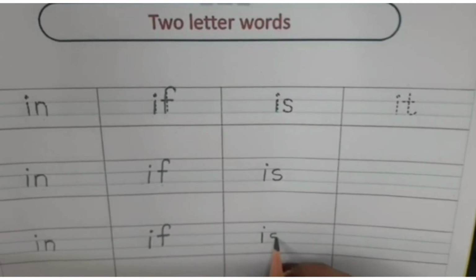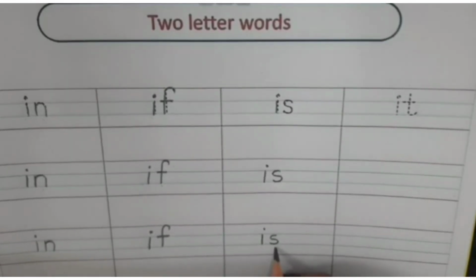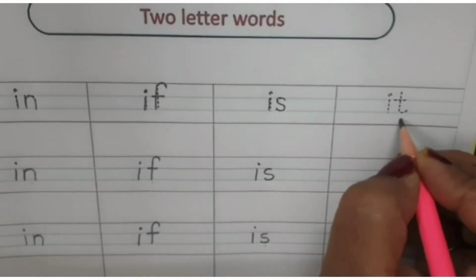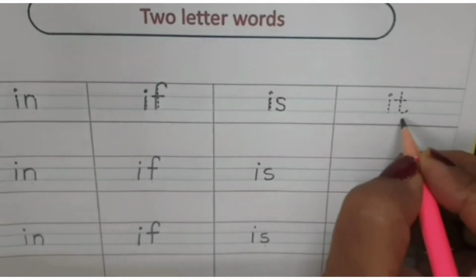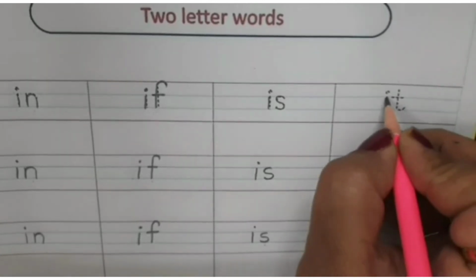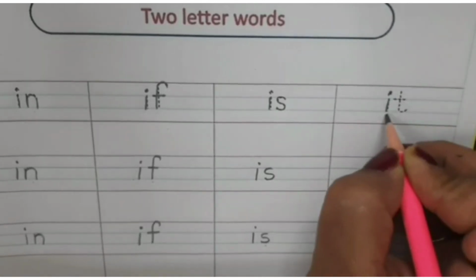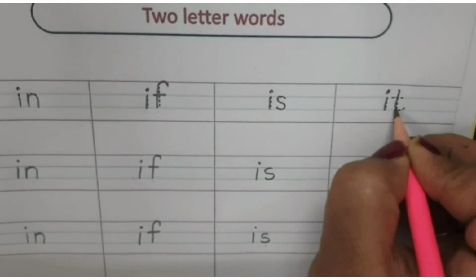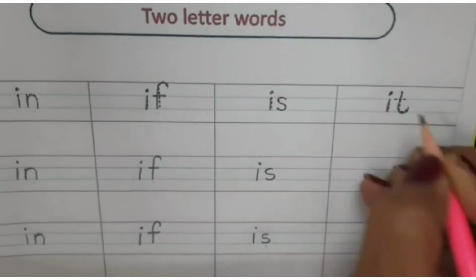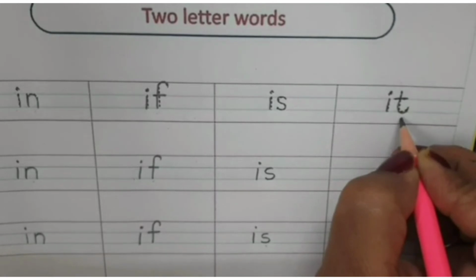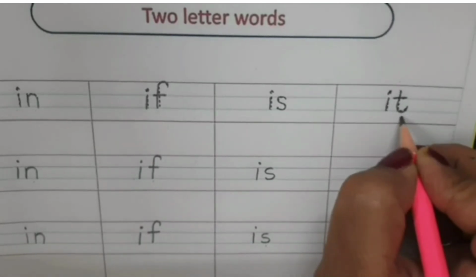I, S, is. I, T, it. Standing line and a dot. That makes I. T, little bit below the red line, standing line, touch the second blue line and make a curve. And a sleeping line on the first blue line. That makes a T. I, T, it.